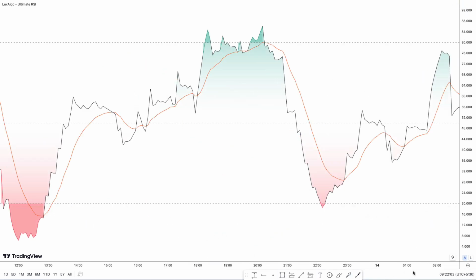Now let's go over these indicator's components. This black line that usually changes color to green and red is called the Ultimate RSI line. This orange line is called the signal line. This horizontal line at the top is called the overbought level, and this line at the bottom is the oversold level. And finally, this line in the center is called the midline.